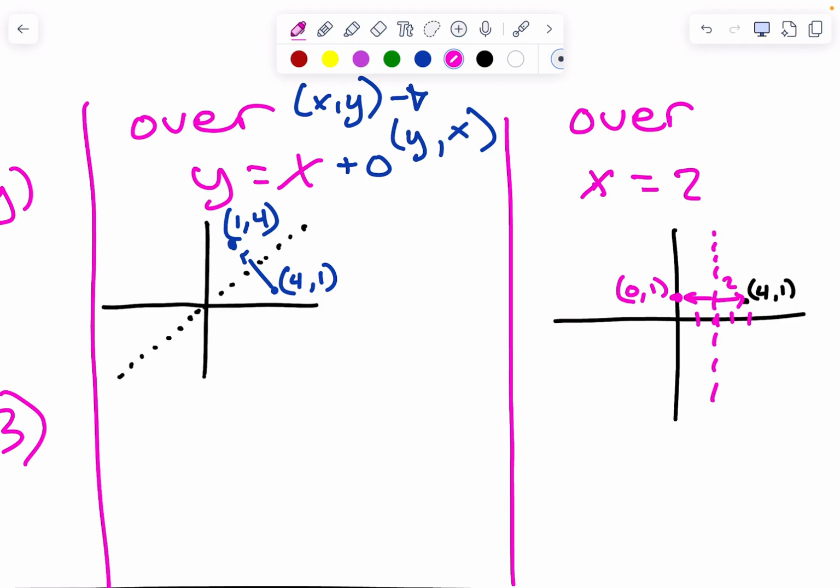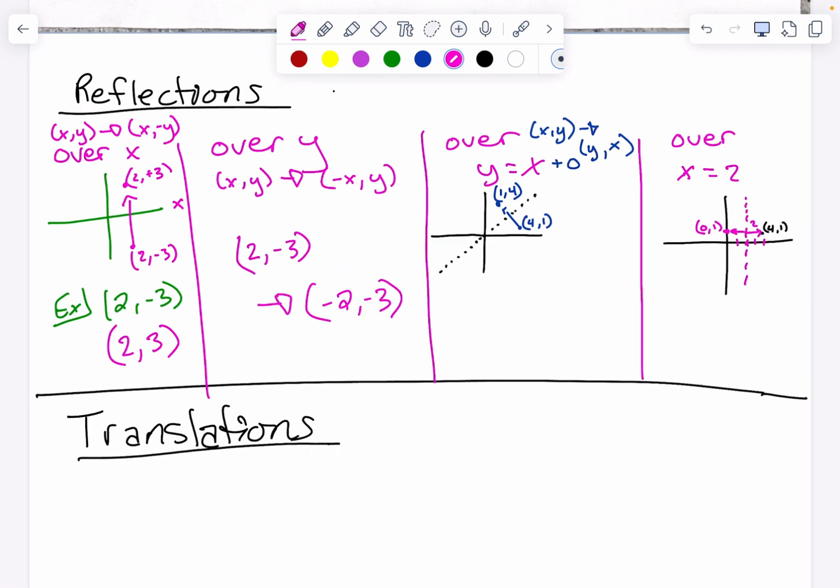Wait, how do we do that again? So 4 comma 1 is here. X equals 2 is this dotted line right here. He is 2 units to the right. So if I'm flipping him across, I'll just go 2 units to the left and find where that coordinate is. That was all the new things in reflections, but I didn't feel like spending a whole chapter on it. I feel like that's not so bad.